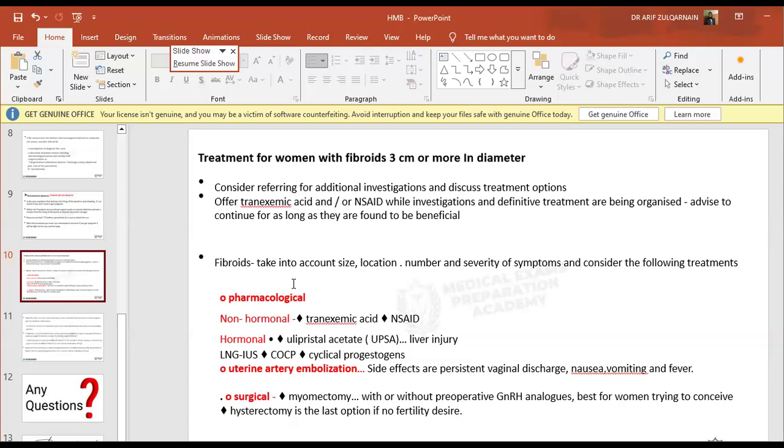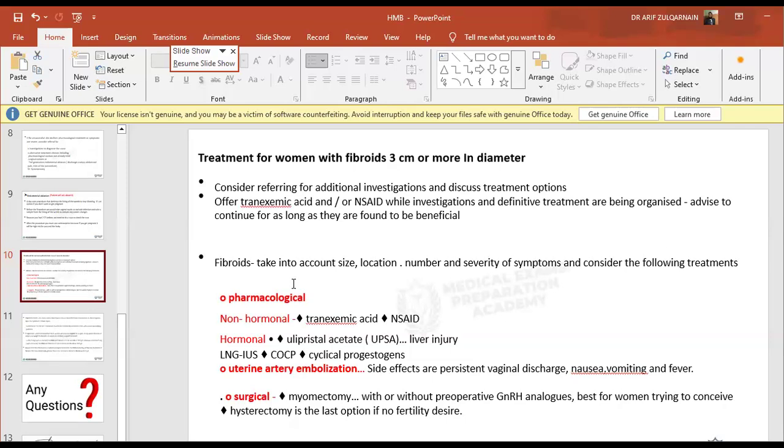Okay, and the further treatment will depend on the size of the fibroids, location of the fibroids, number of the fibroids, and severity of the symptoms. And we will consider the following treatments. These treatments include pharmacological, uterine artery embolization, and the surgical treatment.